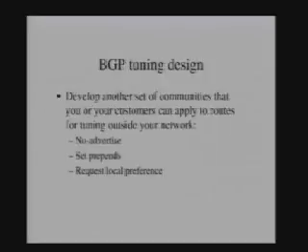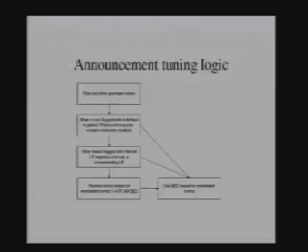We have another set of communities that we or our customers can apply to routes for tuning outside our network. In this case, it's for our upstream providers. We do not yet have any peers, but this would scale to those as well. We can mark prefixes for no advertise, whether to one provider or all. They can set prepends to those providers that are independent of whatever they might announce into us, and they can also request local preference. So here's a diagram of our tuning logic.